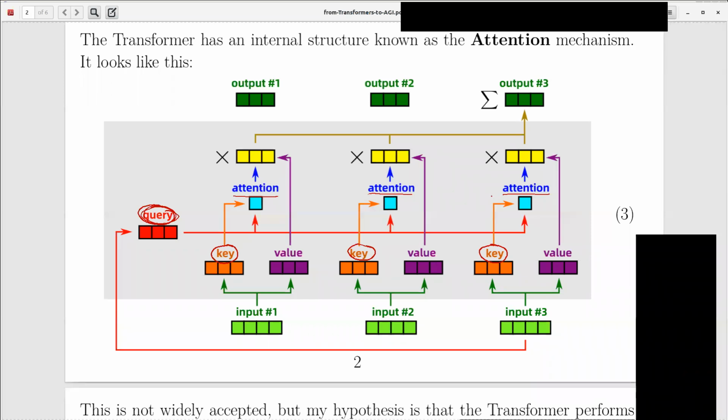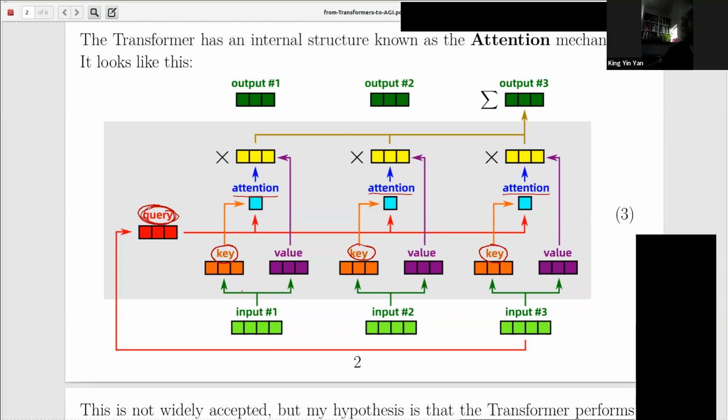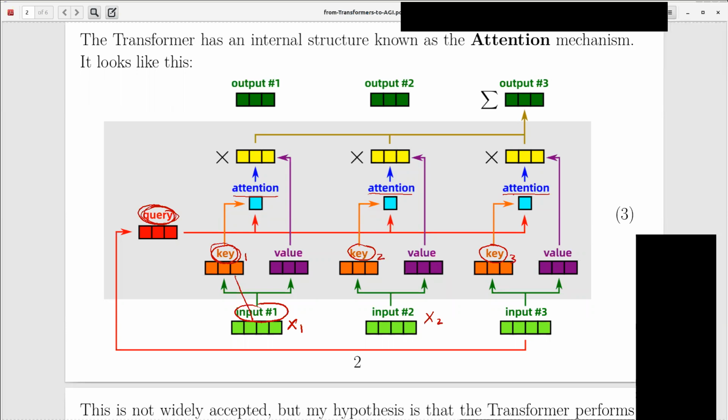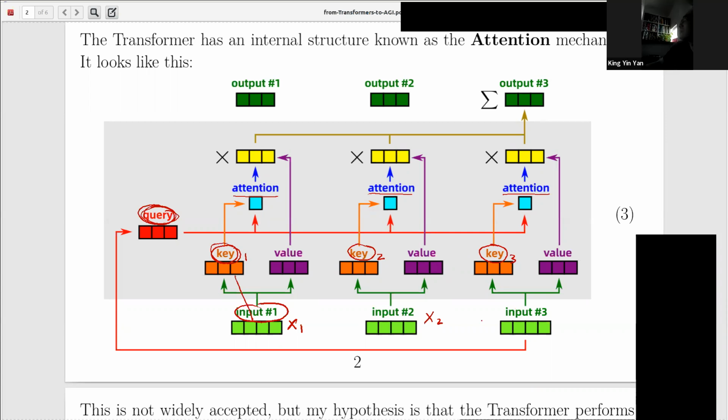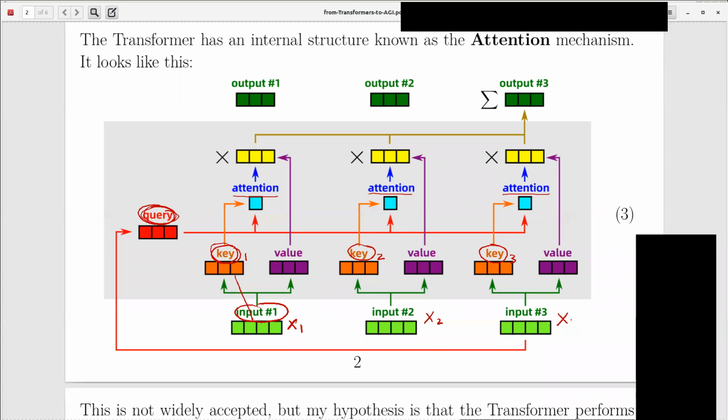Okay, so for each specified query, the key is the same, right? Or they are different? It's different. The key for this input is for X1. This X1 input gives key 1. And this X2 has key 2 and key 3. Then how can we make a decision about choosing key 1, key 2, key 3? What's the relationship between key 1 and the query, key 2 and the query?